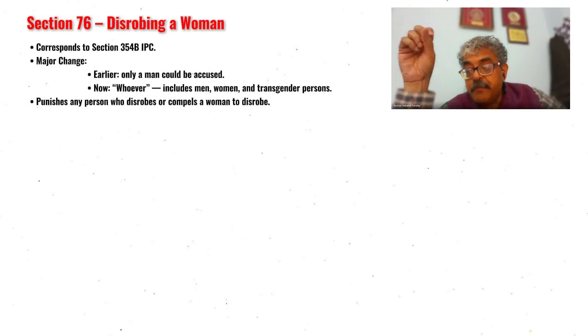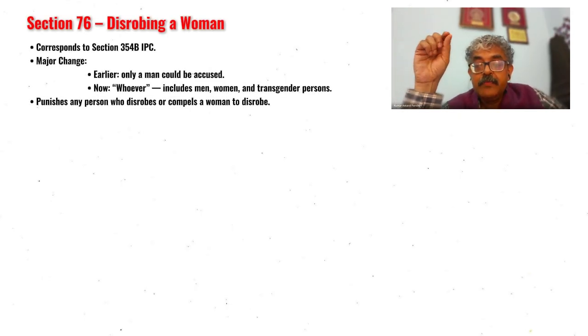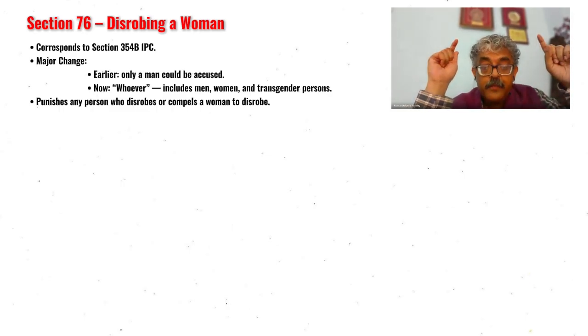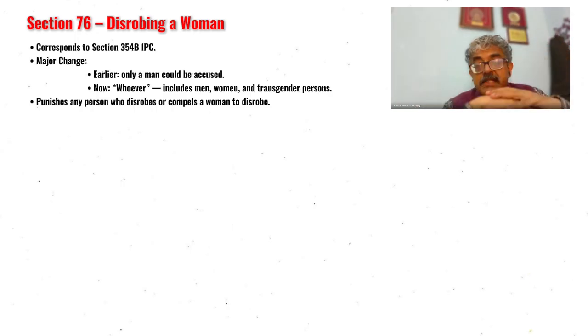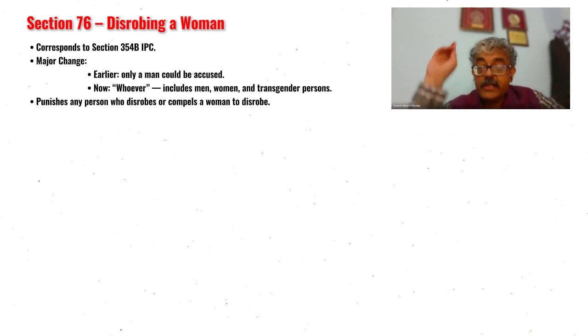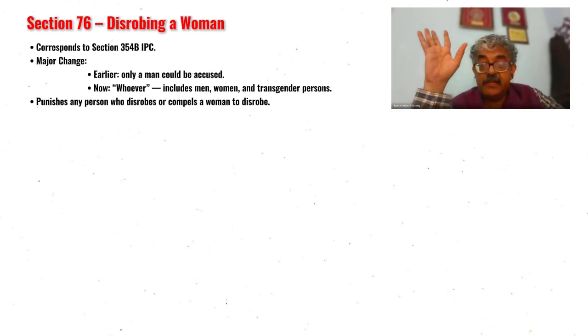Section 76 of the Bharatiya Nyaya Sanhita is the offence of disrobing a woman, that was under IPC section 354B. However, now, under the BNS, that is section 76 of BNS, any person, including a transgender, may be accused. That was not the case under the IPC. This is very significant.